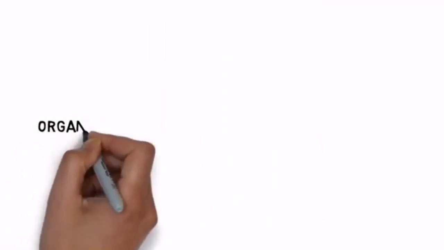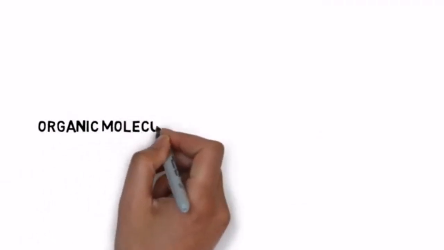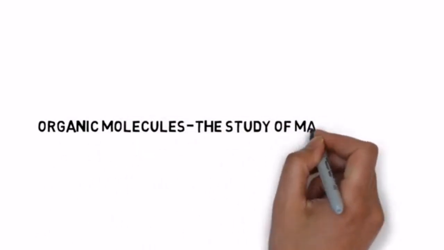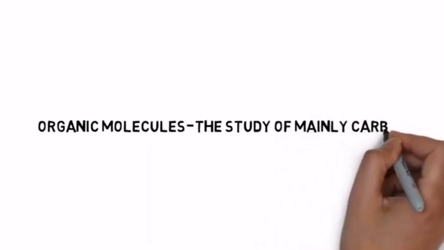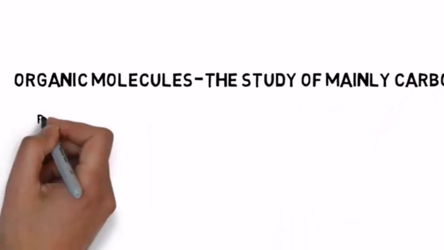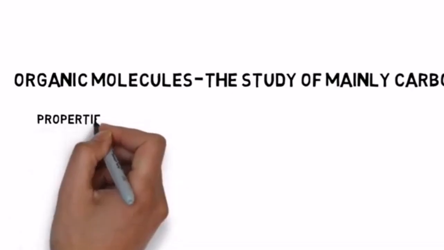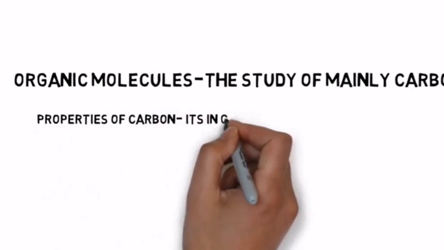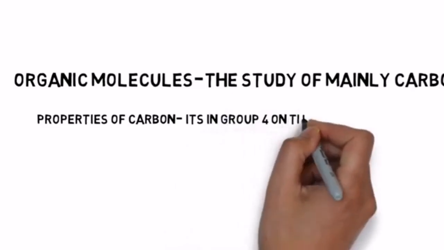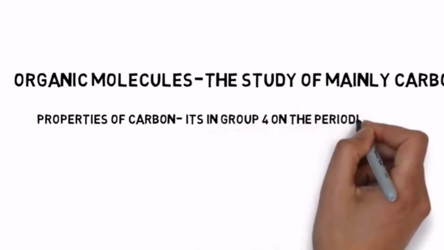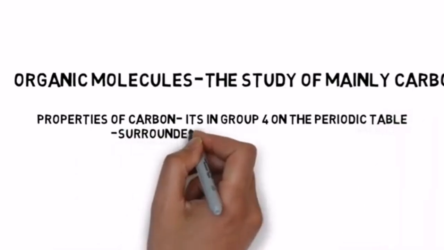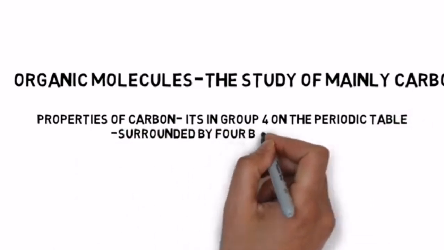So today we'll do organic molecules, which is the study of mainly carbon, or the molecules containing carbon atoms. So it's very important for us to know the properties of carbon. The carbon atom is found in group 4 on the periodic table, meaning that it has 4 valence electrons, remember, and it is surrounded by 4 bonds. So that's very, very important.